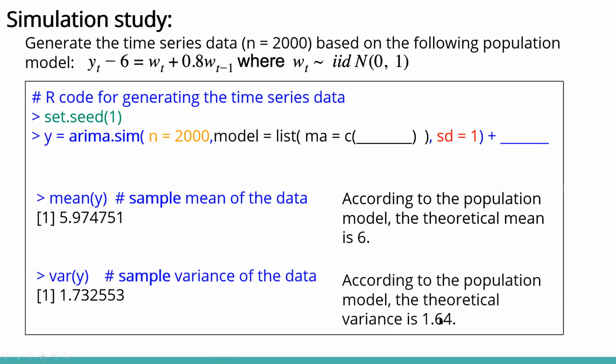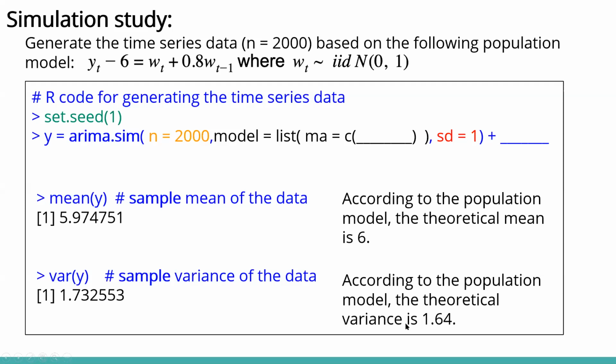To get 1.64, I use the variance of the white noise, which is 1, multiplied by 1 plus the parameter squared. The parameter is 0.8, and when you square that, it is 0.64. When you add 1 to that, that gives you 1.64. This is a theoretical variance, and the variance right here is the variance from the data set, so I'm going to call this the sample variance of the data, and this is the theoretical variance.